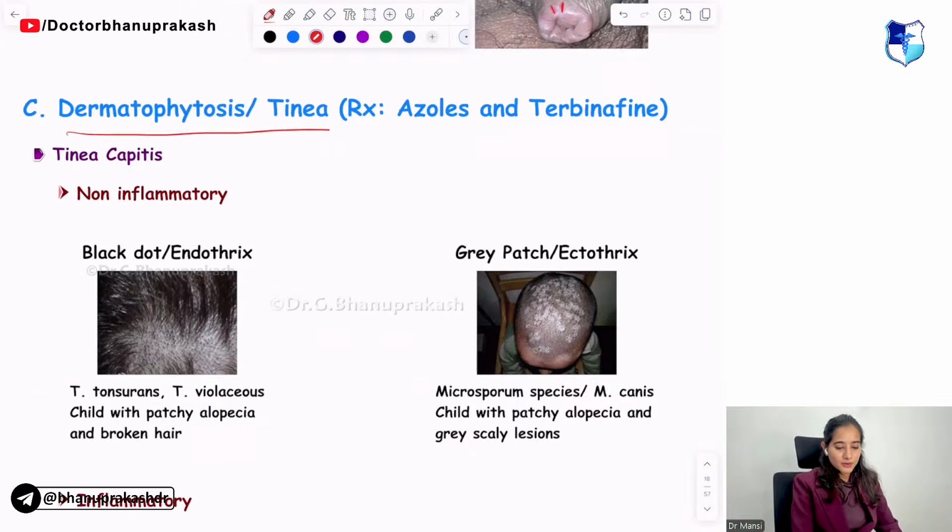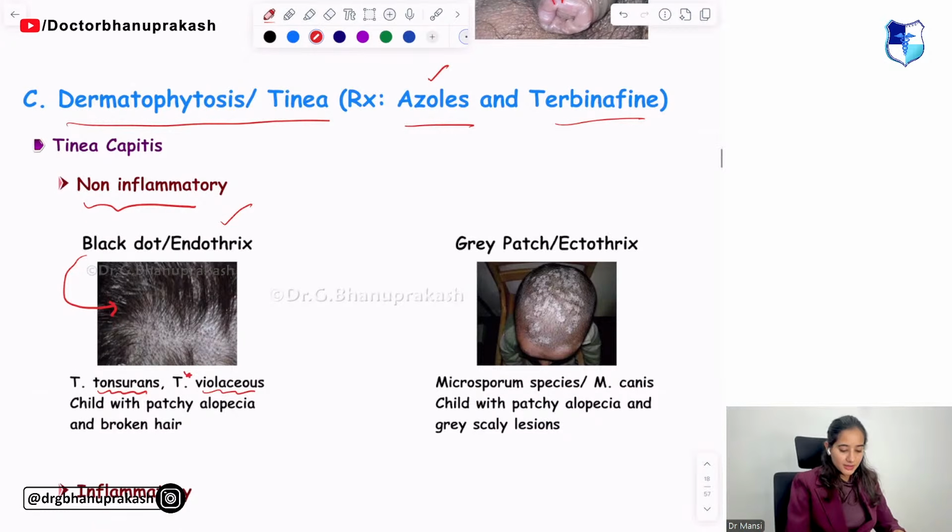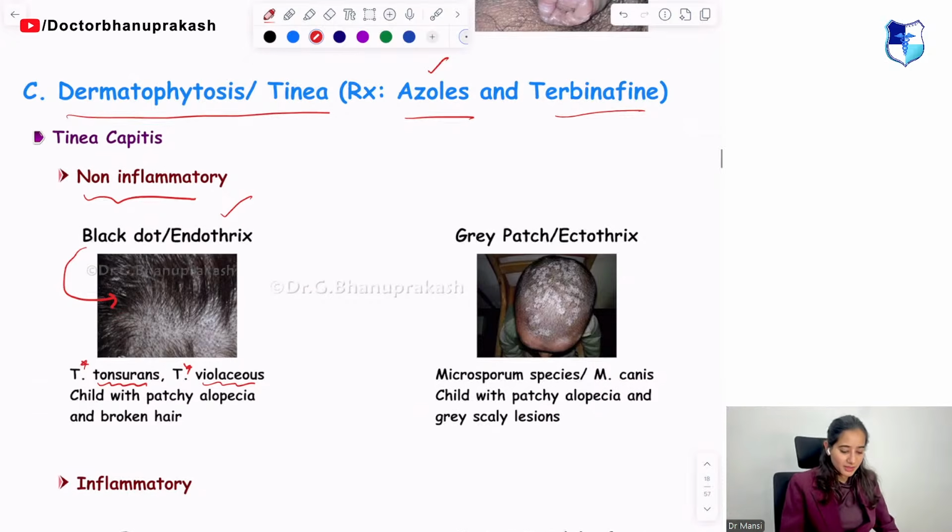Then we have dermatophytosis, the tinea infections. Again, fungal infections, azoles are something you can give, and if the tinea is resistant to azole, then you can try terbinafine. Now the non-inflammatory type of tinea capitis. Cap is for the head region. It has the black dot variant, the endothrix version, with Trichophyton tonsurans and violaceum. Please kindly study this with your microbiology. That will help you a lot, because these are overlapping topics. If you study all together before the exam, it's going to be very beneficial for you.